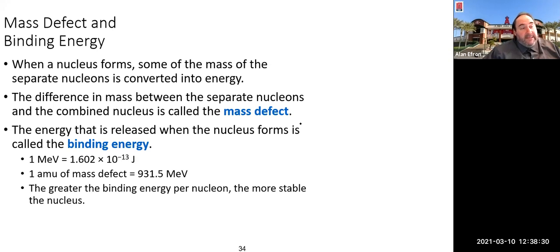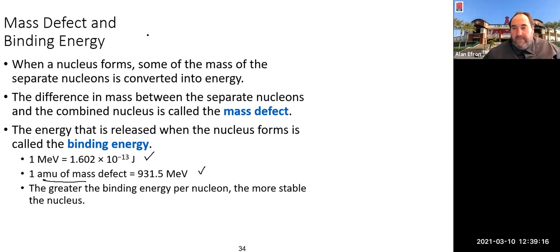And the energy that's released in this process, when the nucleus forms, is what's sometimes referred to as binding energy. Nuclear binding energy is commonly given in two units: one is mega electron volts and one is joules. And there is a relationship between a mega electron volt, a joule, and an AMU, a mass defect. An atomic mass unit, AMU, is equal to 931.5 mega electron volts.